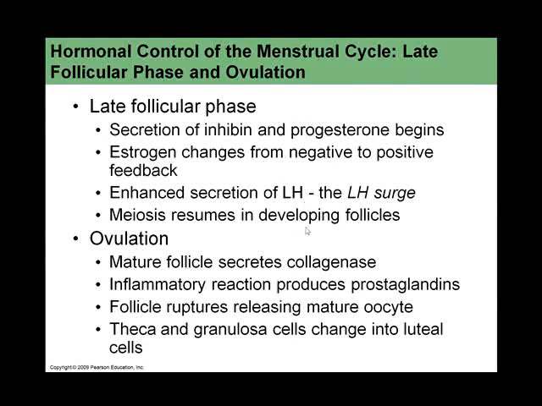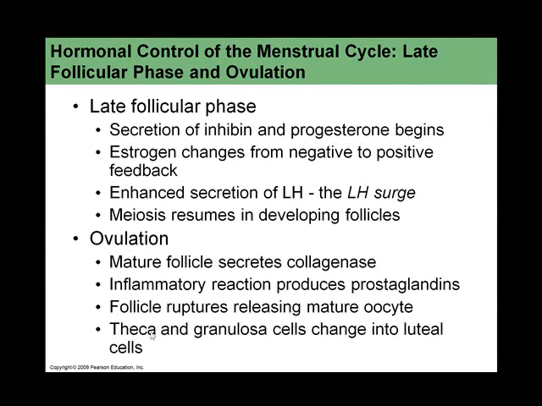Meiosis resumes in the developing follicles. Then at ovulation, the mature follicle secretes collagenase. The inflammatory reaction produces prostaglandins. The follicle ruptures, releasing the mature oocyte. The theca and granulosa cells change into luteal cells, the luteogenesis that we talked about.